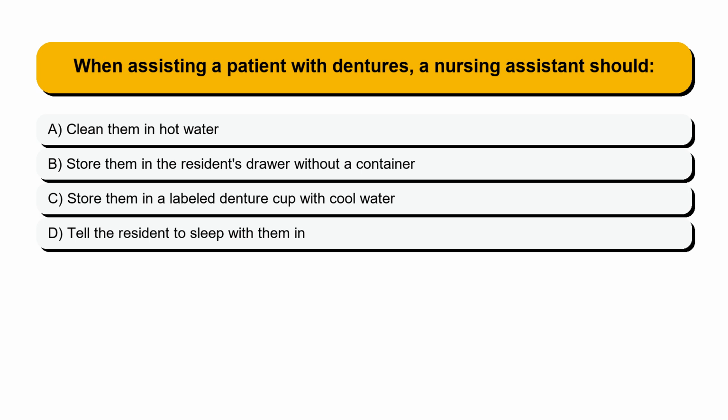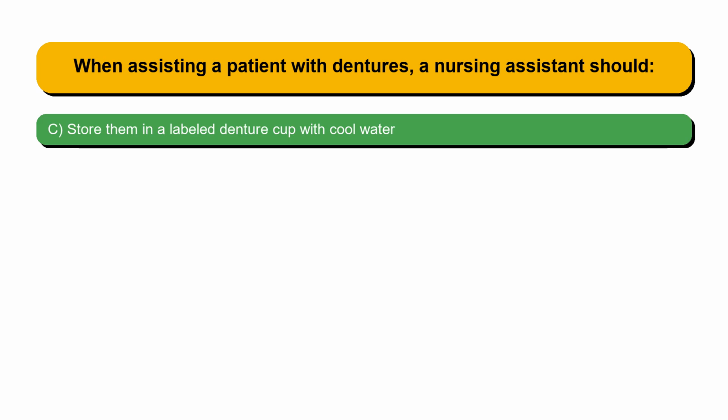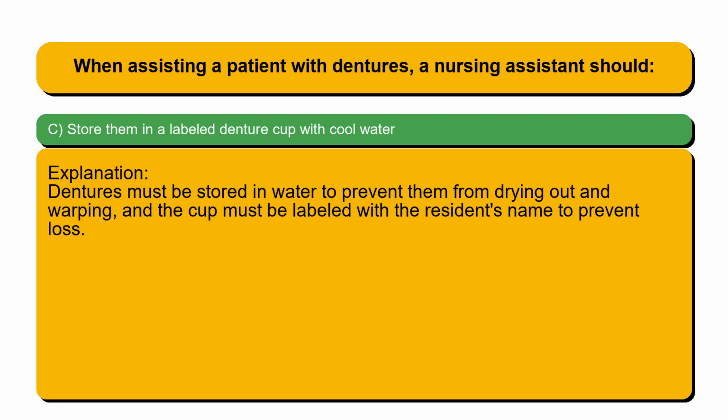Question 7. When assisting a patient with dentures, a nursing assistant should: Option A, clean them in hot water. Option B, store them in the resident's drawer without a container. Option C, store them in a labeled denture cup with cool water. Option D, tell the resident to sleep with them in. The correct answer is option C, store them in a labeled denture cup with cool water. Dentures must be stored in water to prevent them from drying out and warping, and the cup must be labeled with the resident's name to prevent loss.